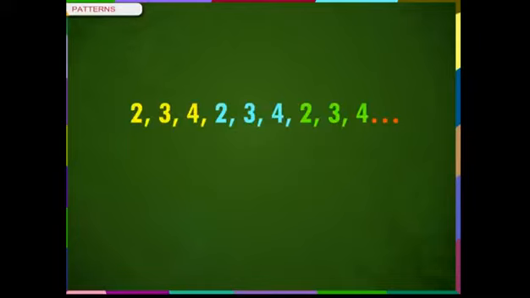Look at this example. The pattern of numbers is 2, 3, 4, 2, 3, 4, 2, 3, 4, and so on. Here the numbers 2, 3, and 4 are getting repeated again and again. So this type of pattern is called a repeating pattern.